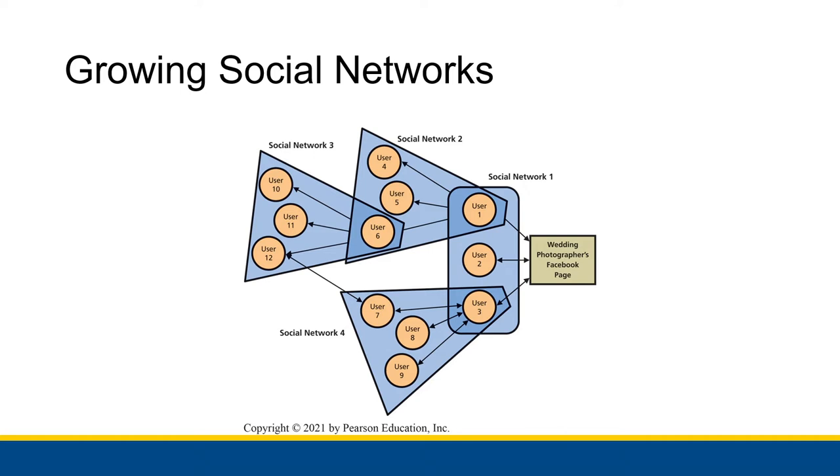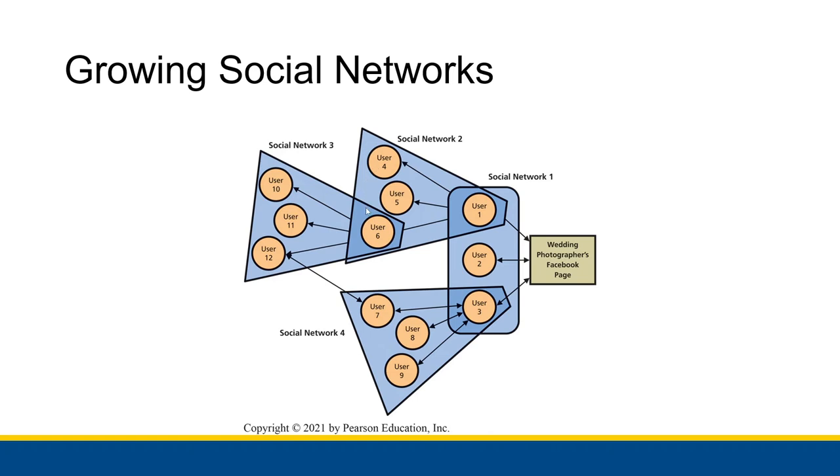And then because that effectiveness is amplified, it allows this wedding photographer to grow their network, to grow their social capital by means of connecting with more people. Also, I want to briefly clarify why they're using social network and not community here. Social network 2 right here would be a social network rather than just a community, because it involves the users, users 1, 4, 5, and 6, but it also involves the relationships that they have. So specifically, this is the social network.